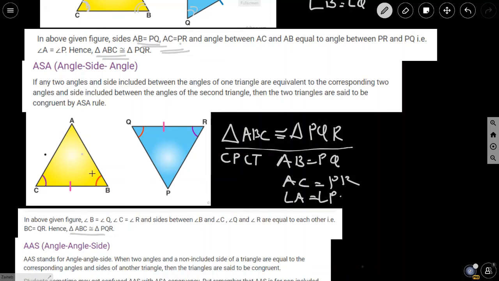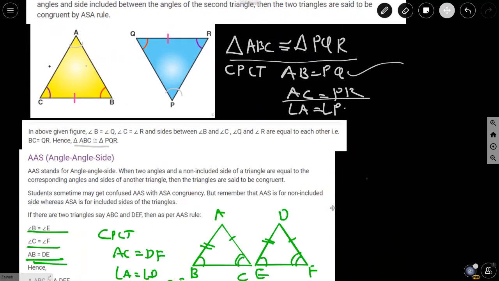CPCT, you can see two angles are there. Angle Q is equal to B. So B's opposite AC and Q's opposite PR, AC and PR will be corresponding sides. Then C is equal to R, angle C and angle R equal. So C's opposite side AB is equal to R's opposite side PQ. Then at last one angle only remains. So without any confusion you can write directly A is equal to P.